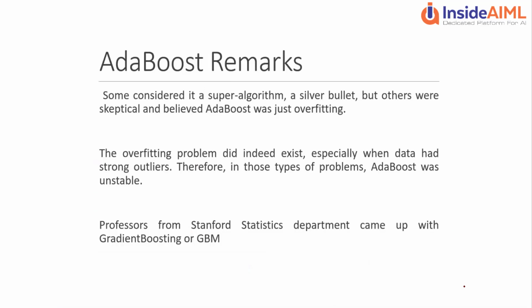Now, some comments about AdaBoost: it was considered a super algorithm, and people thought it to be a silver bullet. But there was some skepticism, and some people thought it is just overfitting. The overfitting problem actually existed, and it was particularly prominent when the data has a lot of outliers. In that case, it was very unstable. So professors from the Stanford Statistics Department came up with gradient boosting, or GBM. This is a very important algorithm, and it is quite complex also, but I will still try to give you a fair amount of understanding.